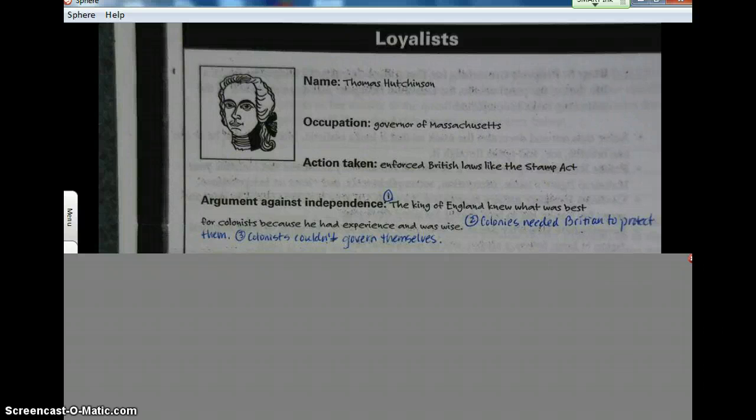Okay, now it's your turn to read the rest of the chapter. You're going to read about the 2 remaining Loyalists, Jonathan Boucher and Lord Dunmore, and then the 3 Patriots, Benjamin Franklin, Mercy Otis Warren, and Samuel Adams. And with all of these remaining 5 historical figures, you're going to be looking for their name, their occupation or job, what actions they took, and what their arguments either for or against independence were. So good luck. Read through the rest of the chapter carefully and bring your notes filled out, ready for discussion in class tomorrow.